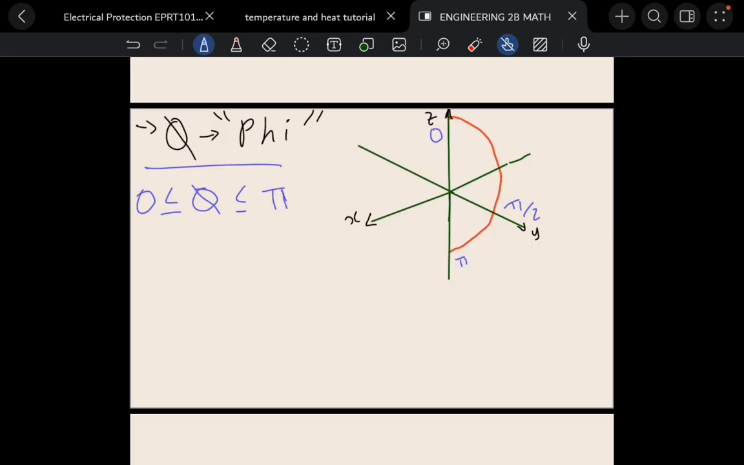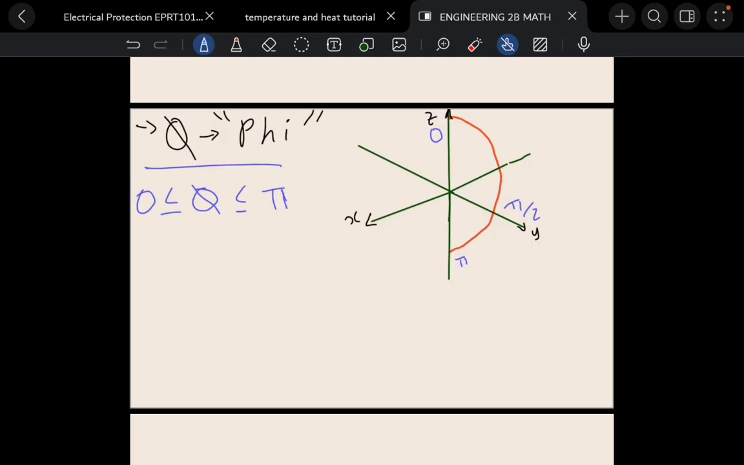Right? So, you need to understand that concept first. You need to understand that phi is measured from the Z-axis to the Z-axis, from the positive Z-axis to the negative Z-axis. And your positive Z-axis is your true reference, having an angle of 0 radian.